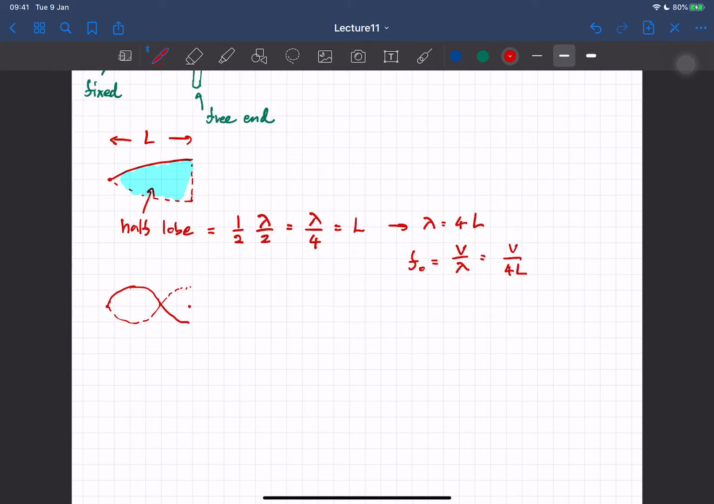Okay, so this end here is still fixed. This end here can still move up and down. Okay, this is the next one.